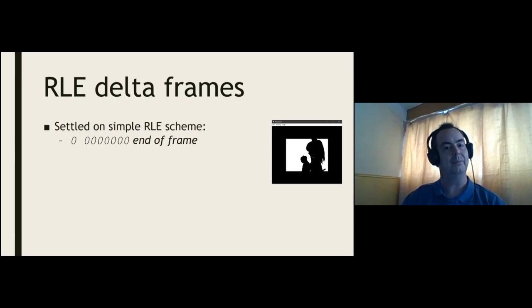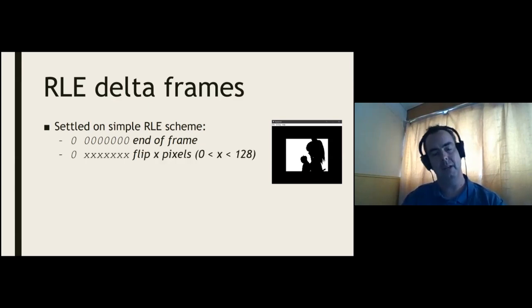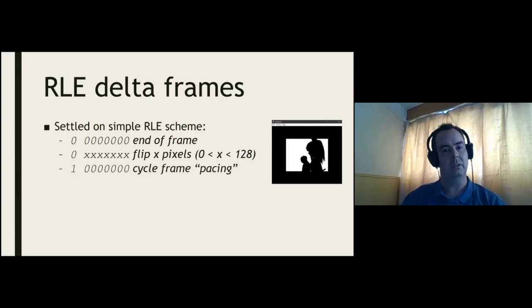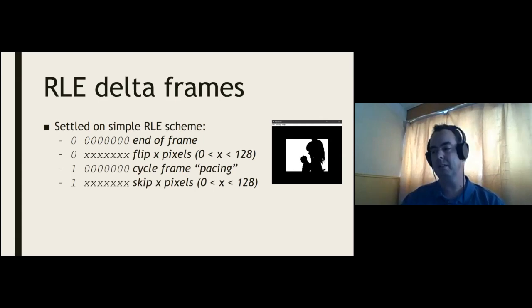And this is the encoding. There's a byte stream, about 700K. It's on multiple virtual disks. If you find a zero, that means you found the end of the frame. If you find a zero and then seven bits, it means you have to flip a few pixels because there was change in the screen. If you find a one and a few zeros, that means you have to cycle the frame pacing, and we'll talk about it later. And the other encoding is, okay, I have to skip a number of pixels. And of course, you're hoping to find a lot of these bytes because if you skip the pixels, you can draw faster.